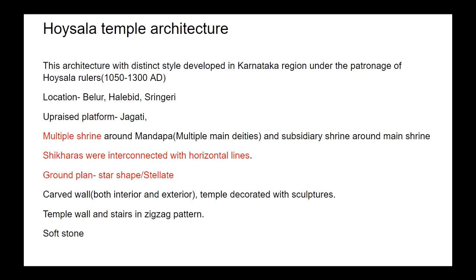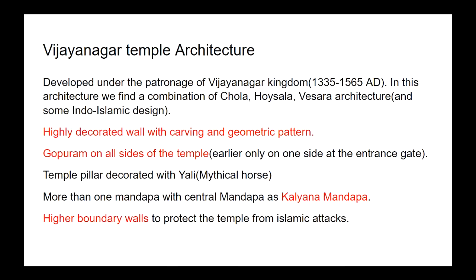And the temple was also decorated with sculptures. Temple wall and stairs in zigzag pattern, and soft stone was used for construction of Hoysala temple architecture. Vijayanagar temple architecture. It developed under the patronage of Vijayanagar kingdom from 1335 AD to 1565 AD.